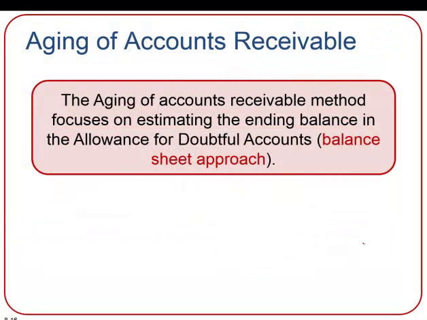Now here's the second method. While the percentage of credit sales method focuses on estimated bad debt expense for the period, the aging of accounts receivable method, this is the second one, focuses on estimating the ending balance in the allowance for doubtful accounts. That's key. We're looking at the ending balance in the allowance for doubtful accounts. The aging method gets its name because it is based on the age of each amount in accounts receivable. The older and more overdue an account receivable becomes, the less likely it is to be collected.